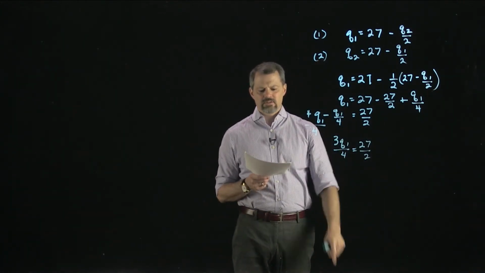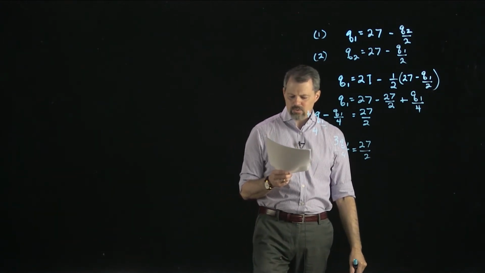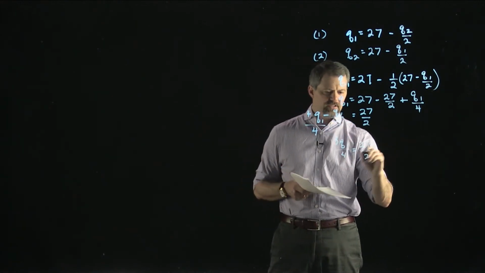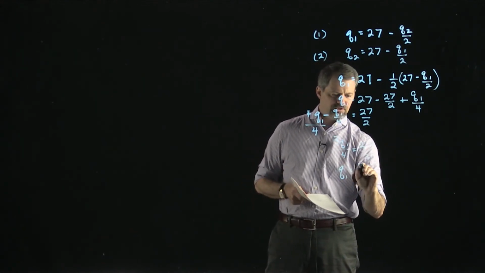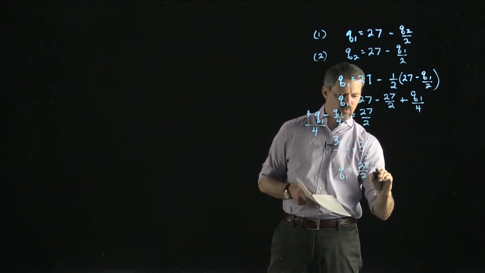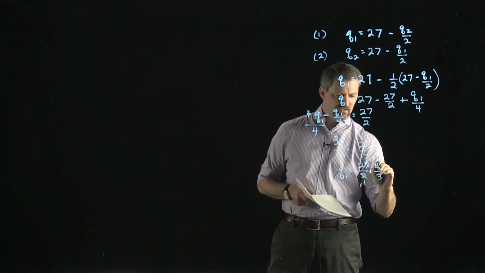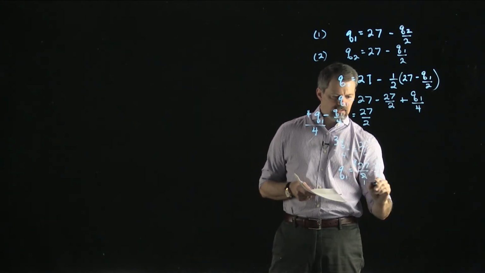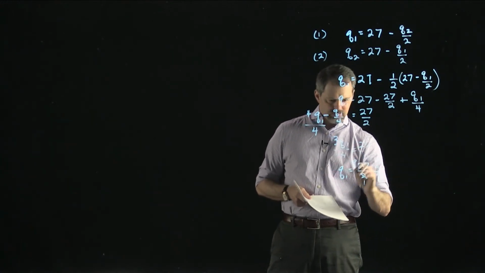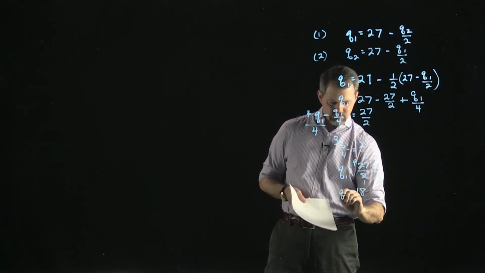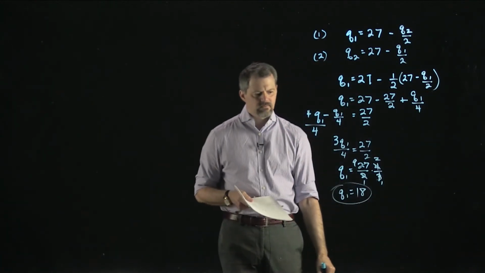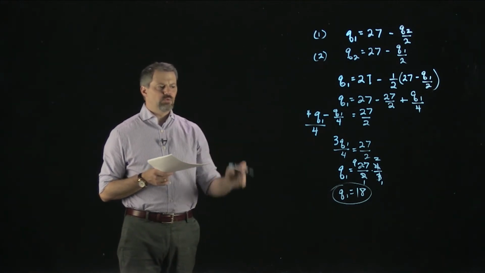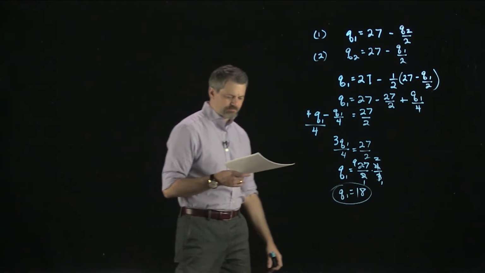And then I need to get rid of the 3 and the 4. So I'm going to multiply both sides by 4/3. It'll cancel out over here. So I'm going to get Q1 is equal to 27 over 2 times 4 over 3. That's 1, 2. This is 1 and 9. That gives me 9 times 2. That's 18. Q1 is equal to 18. So given these best response functions, firm 1 is going to produce 18 units.